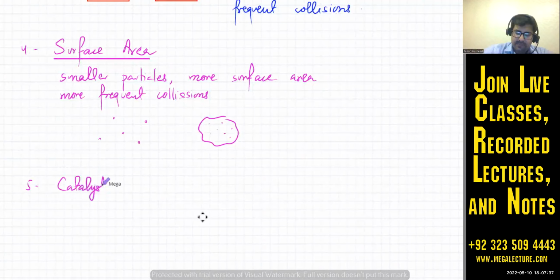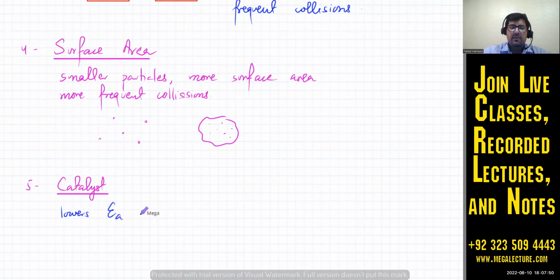So what does a catalyst do? It lowers the activation energy, which basically means that you were having, let's say, 100. That's right, a catalyst only increases the effectiveness. It does not increase the number of collisions.